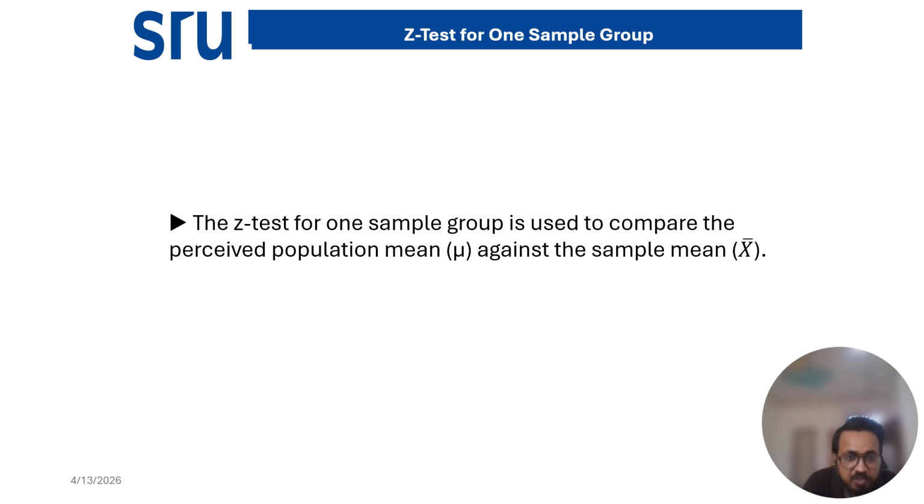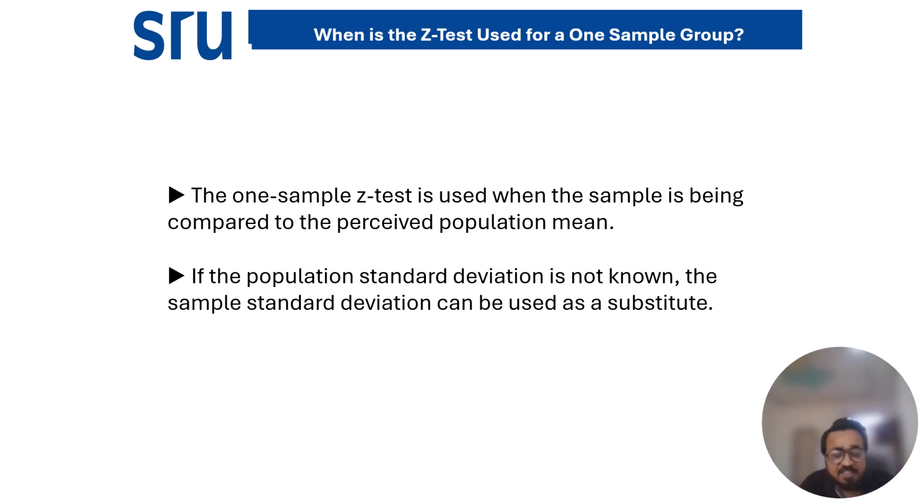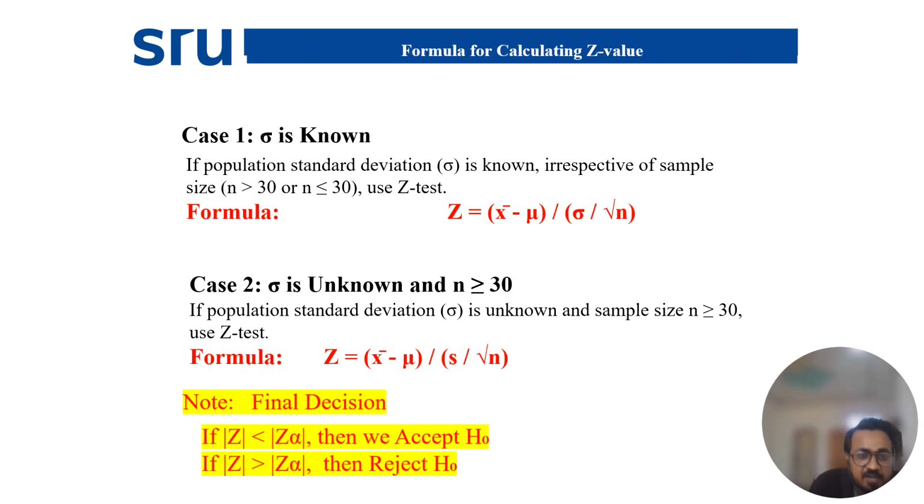So when is this Z test used for one sample group? The one sample Z test is used when the sample is being compared to the perceived population mean, and if the population standard deviation is not known, that is sigma is not given, the sample standard deviation can be used as a substitute, right? So now we will discuss the formula for calculating the Z value.